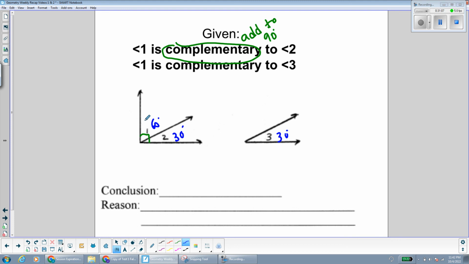So with this example, we can see that if angle 1 is complementary to angle 2, and angle 3 is also complementary to the same angle 1, angle 2 and angle 3 have to be equal to each other. Sorry, I'm messing up my words. They have to be equal to each other. As we see here, they both were 30 degrees.